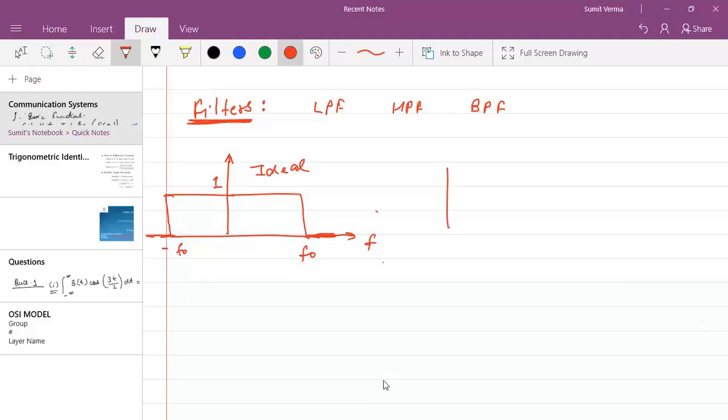So a high pass filter is just the opposite. It will pass all your frequencies which are greater than f0. This is how your ideal high pass filter would look like.